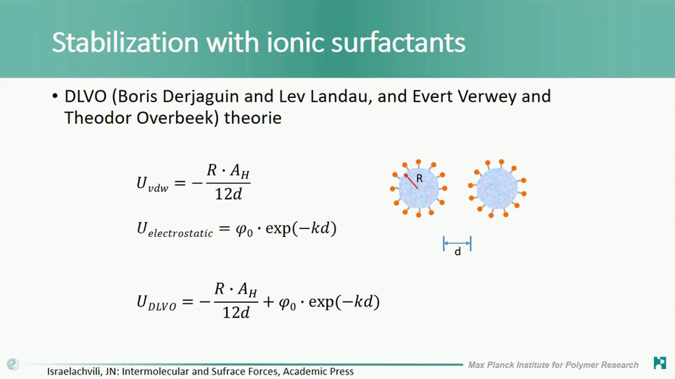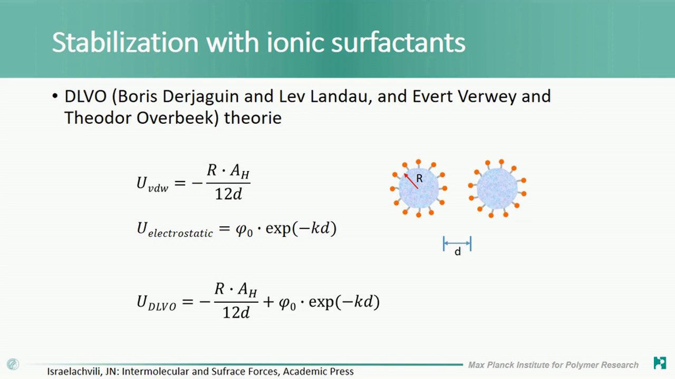So on one hand, you could describe the van der Waals interaction between two particles as depending on the Hamaker constant, which depends on the system and the radius of the particles, but it's divided by the distance between the two charged surfaces. And the electrostatic potential is given by the electrostatic potential of the surface, which is a complex function of how many charges you have. And it decays exponentially with the distance between those two particles.